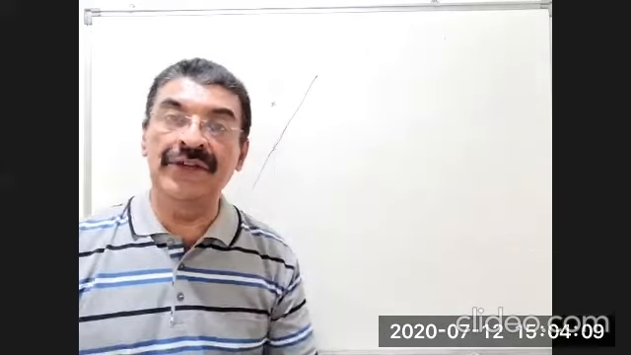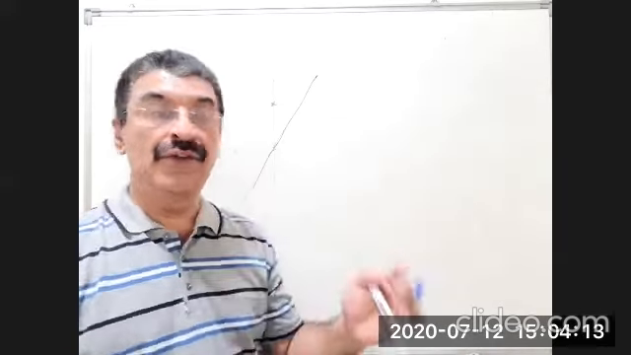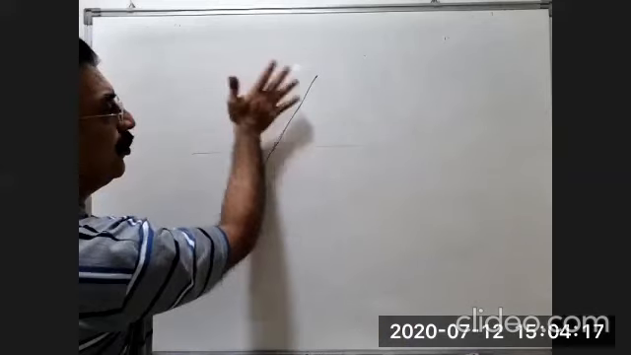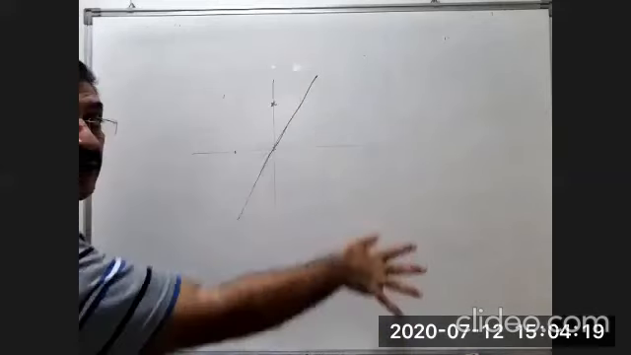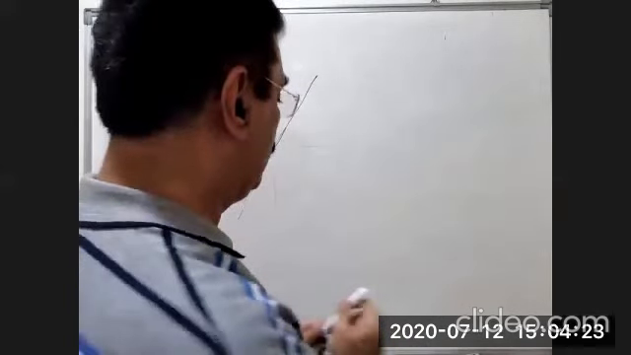Again, the rule is saying, check whether it satisfies the inequality. If it satisfies the inequality, take the half plane containing this point. If it is false, the other half plane. So right there is a not.